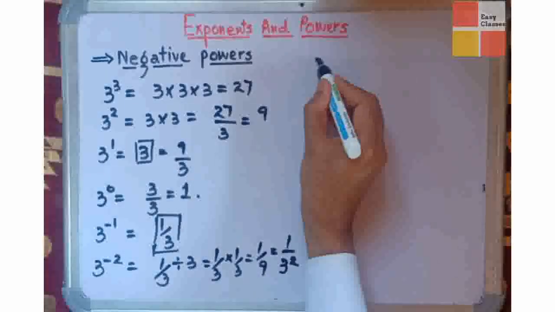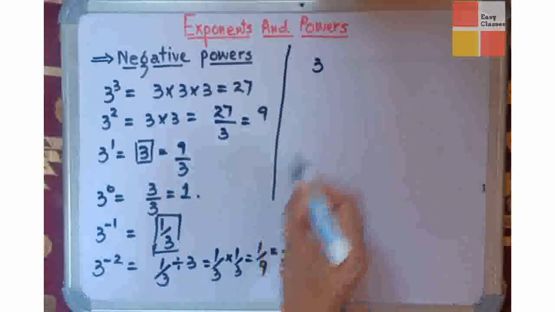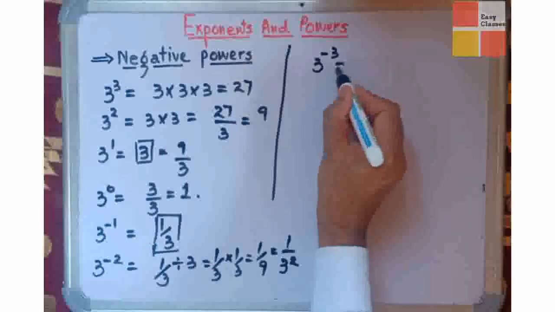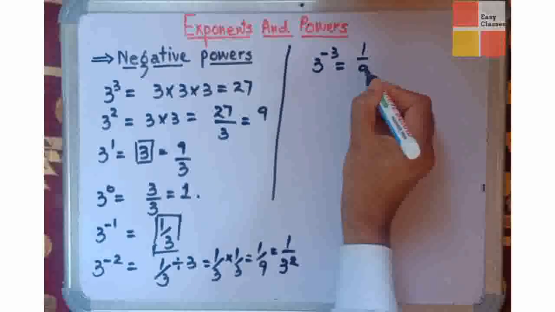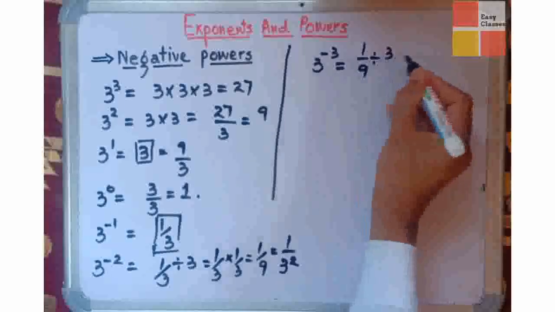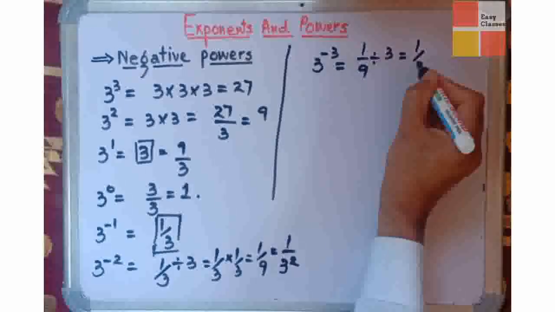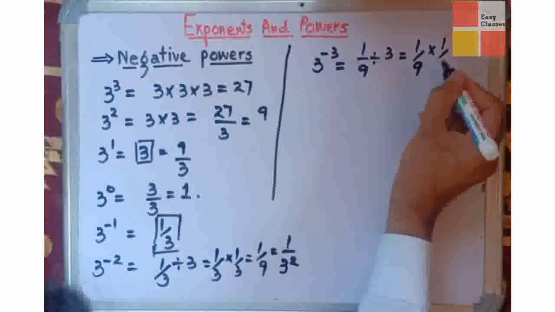Similarly, 3 raised to power minus 3 is equal to the previous value, that is 1 divided by 9 divided by 3. So that is equal to 1 divided by 9 into 1 divided by 3.